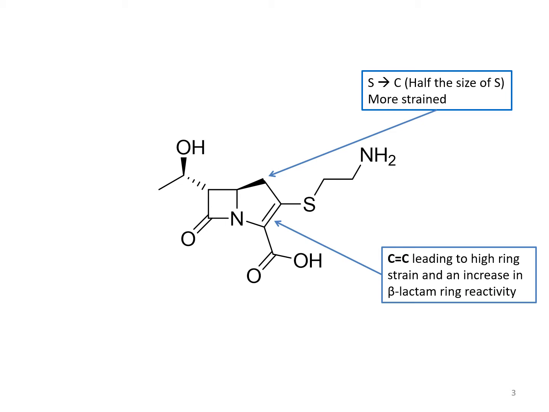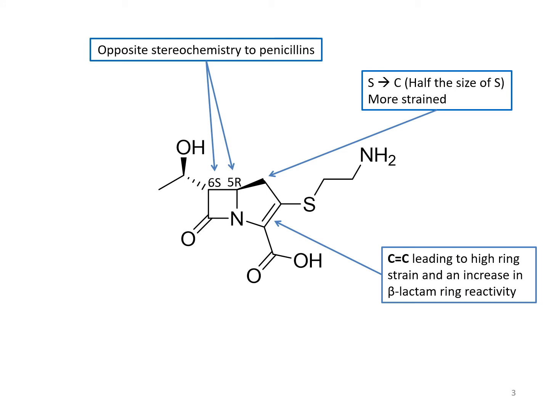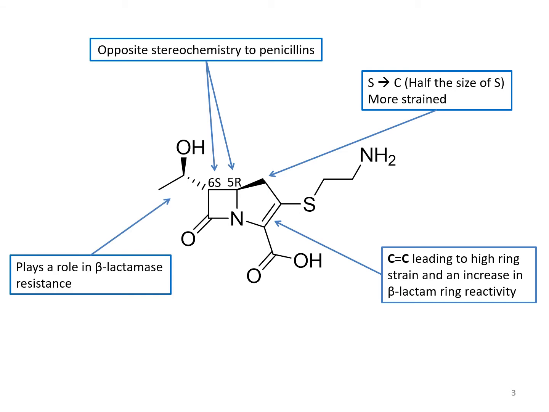Other differences that distinguish carbapenems from penams and cefams is the trans-relative stereochemistry of the substituents on the alpha and beta carbons of the beta-lactam. The alpha carbon of the beta-lactam lacks the acylamido and has a hydroxyethyl instead. This substituent, with an alpha configuration that is opposite to what is seen in penicillins and cephalosporins, is thought to play a major role in carbapenems' beta-lactamase resistance.